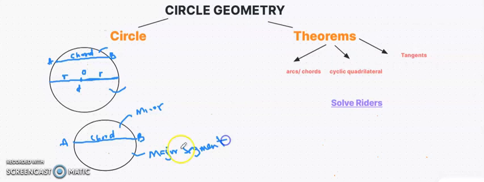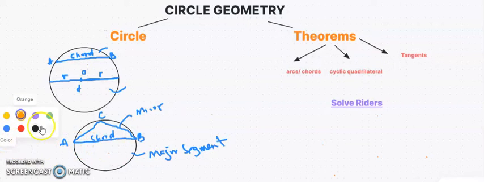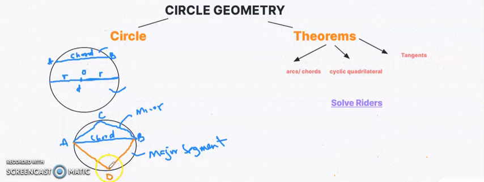So if this chord subtends an angle C, this angle is subtended in the minor segment. And if the chord subtends an angle D, angle D is subtended in the major segment. So when we talk about chords, we talk about segments. The chord divides the circle into 2 segments, the minor segment and the major segment.